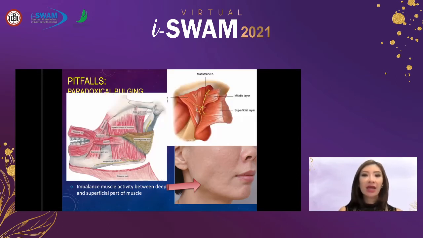As we know, there are 3 layers in the masseter muscle: superficial, middle, and posterior layer. The most common mistake is we inject very deep, hence it does not take effect on the superficial layer. That's why the muscle will compensate, and when the patients bite, the superficial layer will still contract, and it can be seen clearly when the patient is biting.